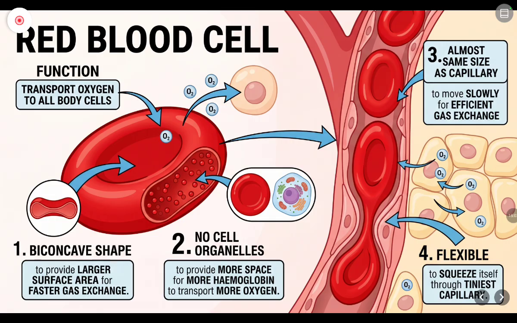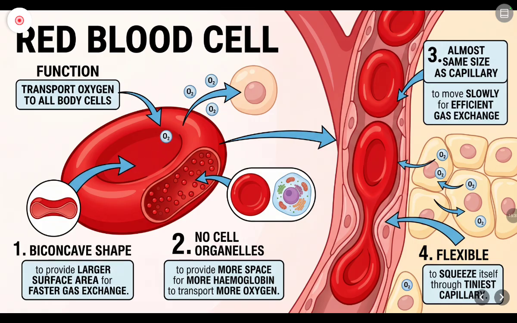Now, it also does not have any cell organelles. So this is like a cell which has a hole inside it, totally empty. It does not have any cell organelles, no mitochondria, no nucleus, nothing. It's very empty. This is used to provide more space for more hemoglobin to transport more oxygen. And hemoglobin is a substance contained in our blood. It is used to transport oxygen and make the blood more rich in what? More rich in oxygen. So basically it's present inside there.